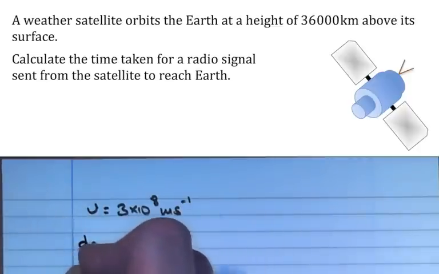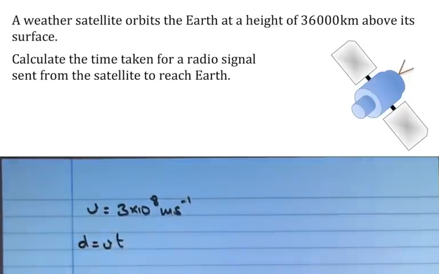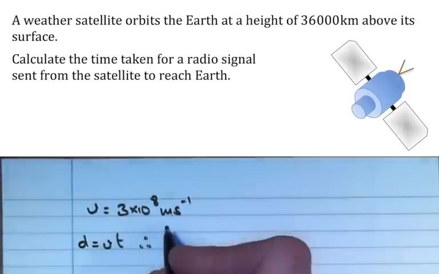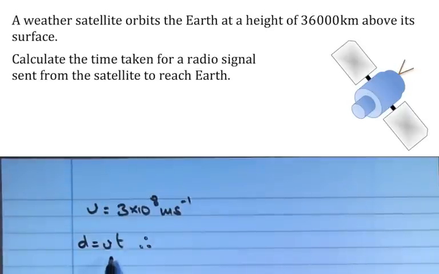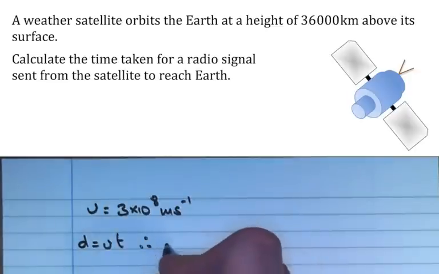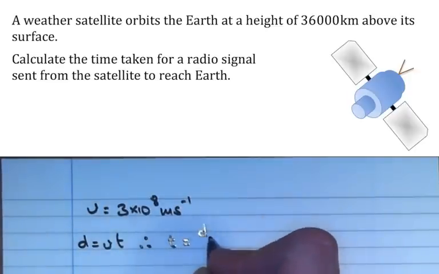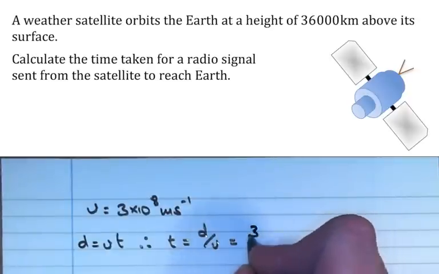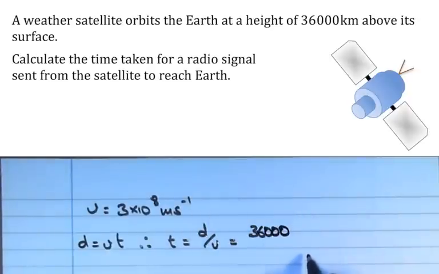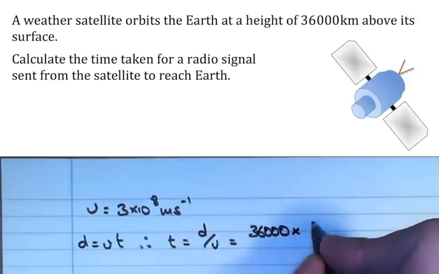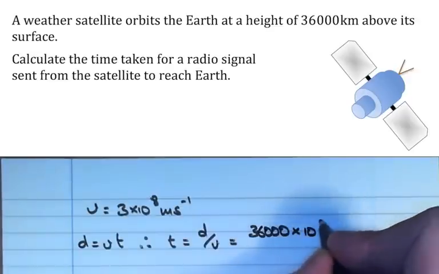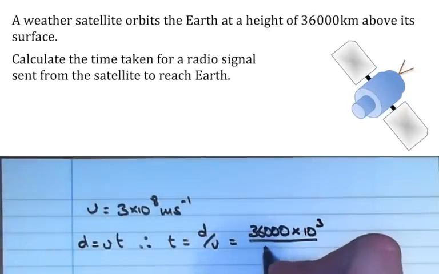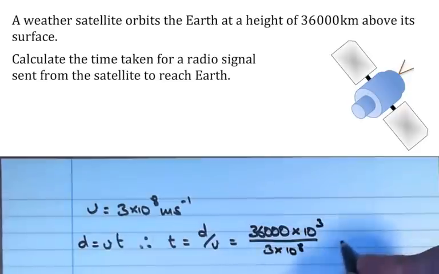So as I said before, the equation we would use, it looks like this in the relationship sheet. Distance is speed times time, or that can obviously be rearranged to speed is distance over time. We can rearrange that one to give us time as distance over speed. And remember that that distance of 36,000 kilometers should be converted to meters. So 3.6 times 10 to the power of 7, or 36 times 10 to the power of 6. And then, as we said, the speed 3 times 10 to the power of 8.